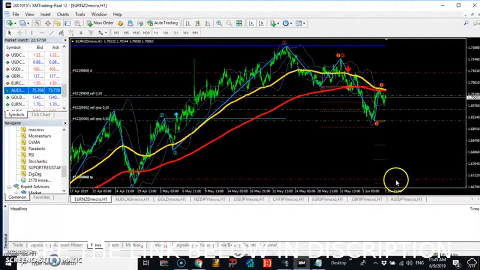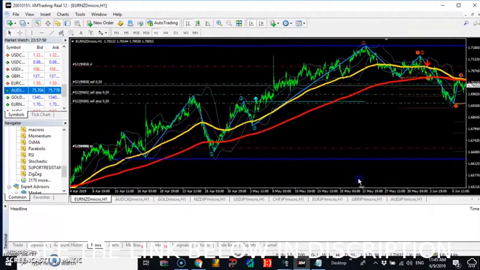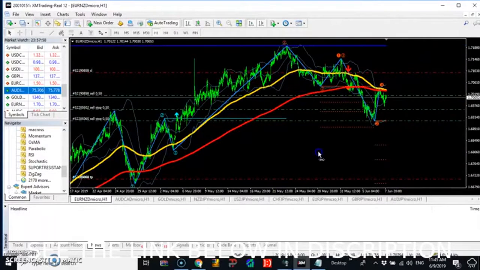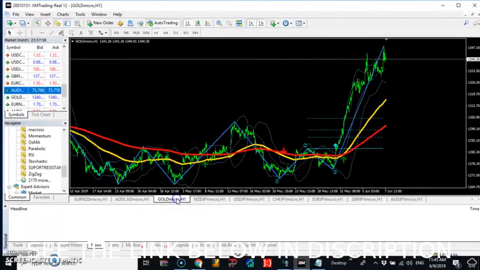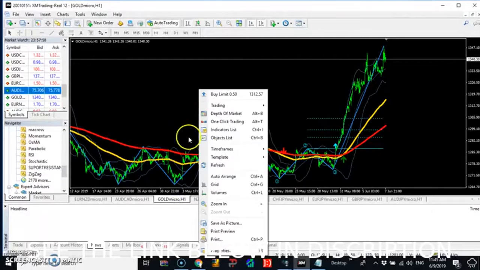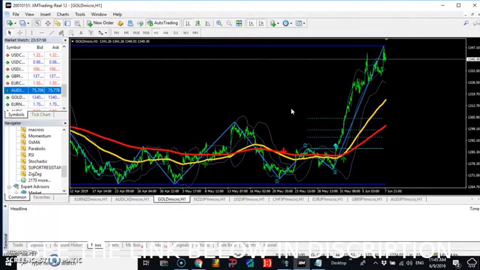Okay, and where is my target? My target is exactly below, where there's going to be the next support. Have you seen it? I will put this support resistance indicator file also in this course, so you guys can download it.